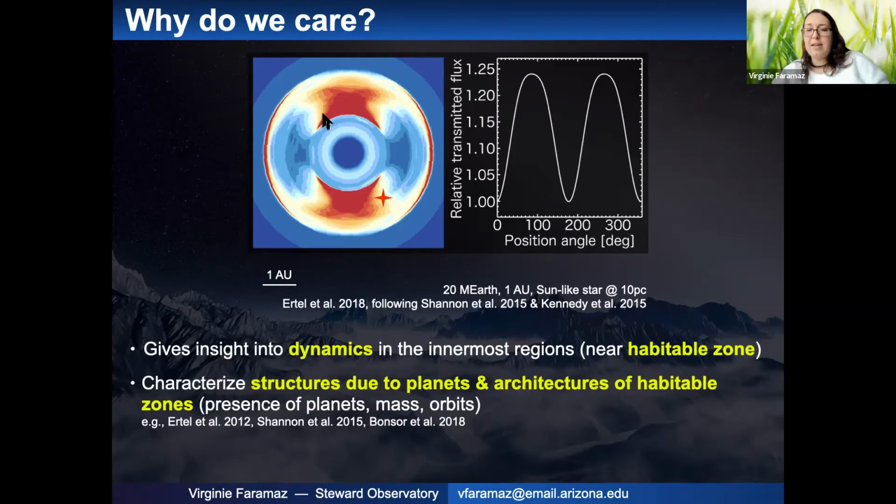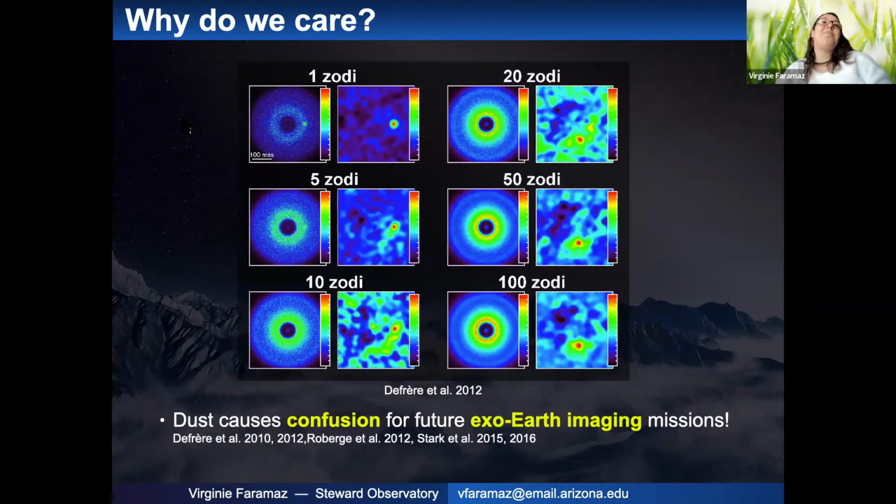Now, on the other hand, when I said mid-infrared, some of you might have connected the dots. Beth told us earlier today that mid-infrared was probably the best avenue to do direct imaging of exoplanets in the habitable zone, where we might find life. But since at these wavelengths zodiacal dust is also emitting, it might create confusion for future exo-Earth imaging missions.